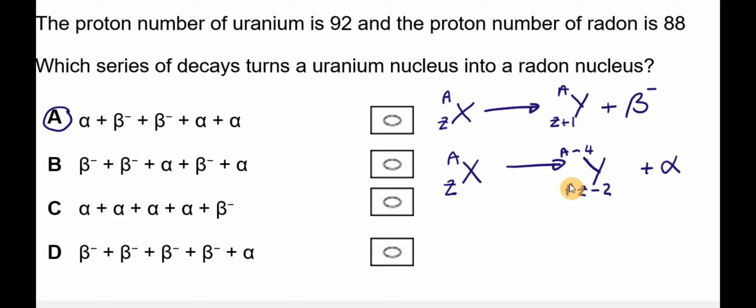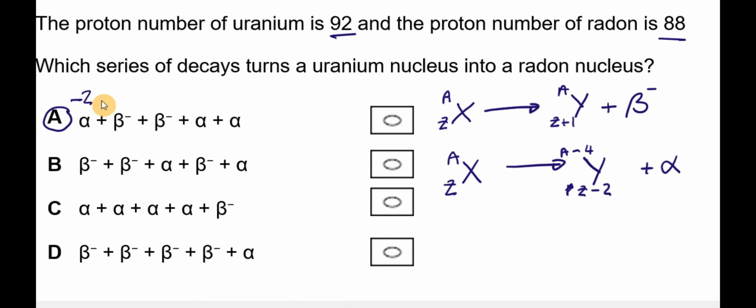So we only need to look at the atomic number because we were just told the proton number, or atomic number, decreases by 4. So we just need to look at these series of decays and see which one gives us an overall change of -4 in the proton number. So let's look at the first one. Remember, the alpha decay gives a change of -2.